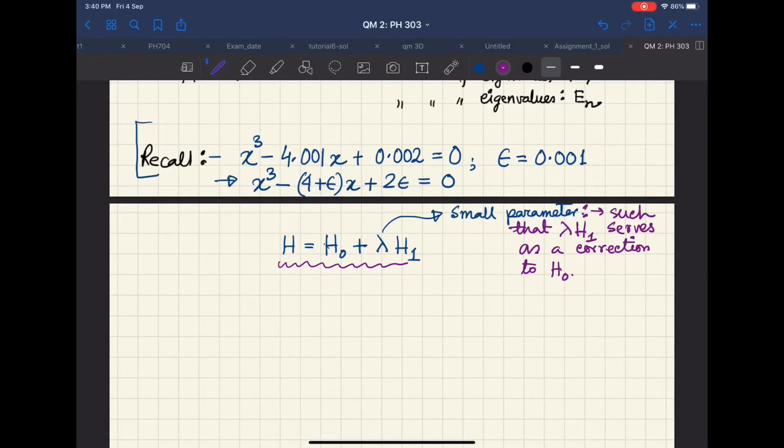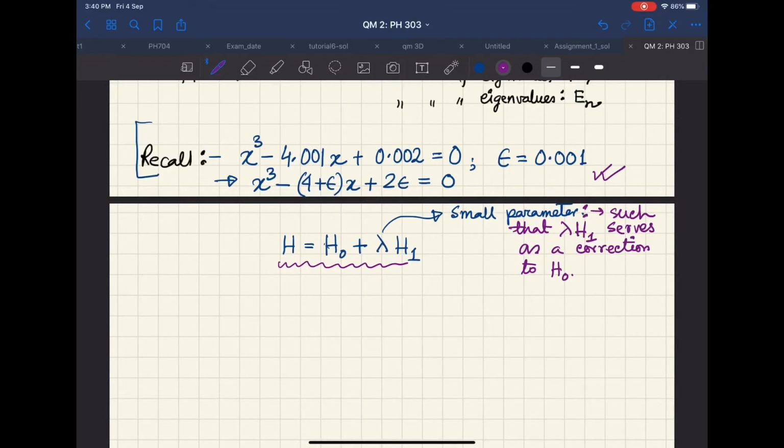Now once we have written H as H0 plus lambda H1, we would like to keep lambda as a small parameter, because we would like to keep track of orders and they would refer to powers of lambda. So this is very important. Remember, go back to the discussion that we had earlier in the solution of the algebraic equation in the first part of this class.